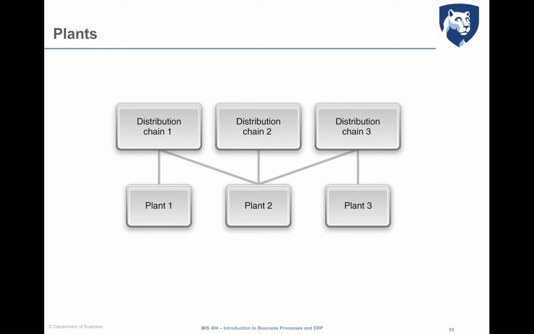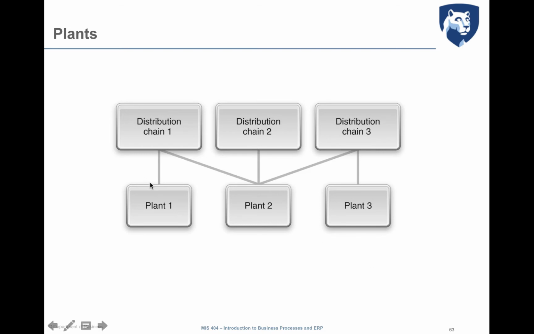Just to make you understand the concept, each combination of sales organization, distribution channel, and product, so each distribution chain, needs to be assigned at least to one plant, but can be connected even with more plants.